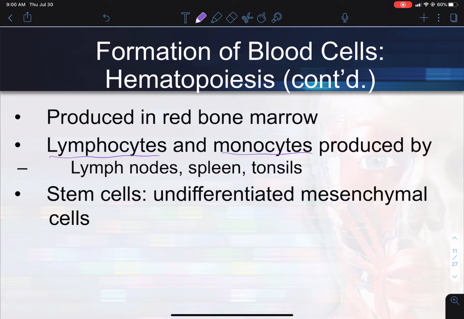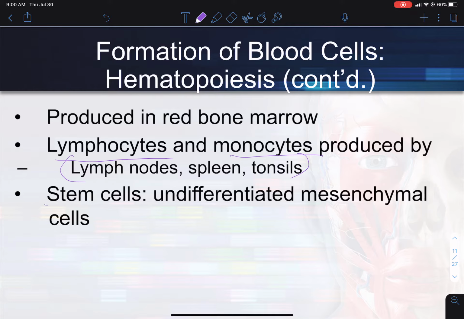So we produce the red blood cells in the red bone marrow, and we also begin the production of white blood cells in the red bone marrow, but some of them get specialized, or finally told what type of cell they're going to become, outside of the red bone marrow. Some examples of those are the lymphocytes and the monocytes, which will be told by the lymphatic system what to become.